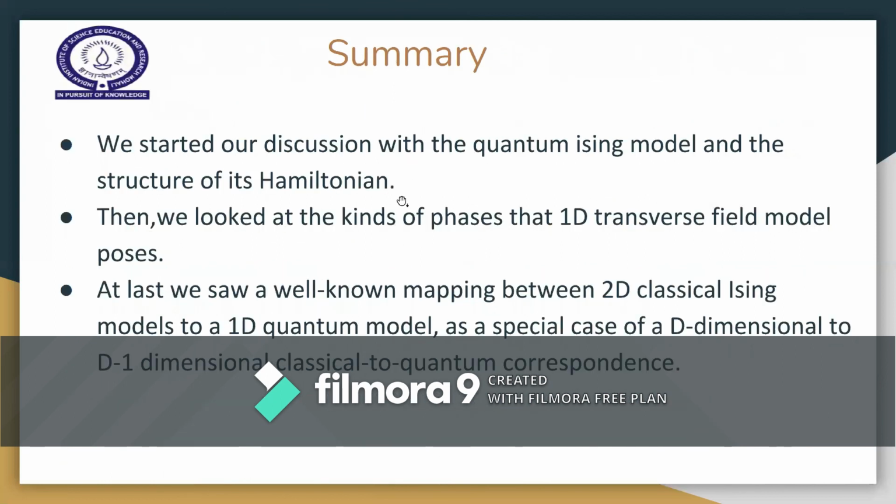Now, let me summarize my presentation. In this presentation, we started our discussion with the quantum Ising model and the structure of its Hamiltonian. Then we looked at the kinds of phases of the 1D transverse field model. This quantum Ising model is also known as the transverse field model. So, this is nothing new, it's just a new name for the quantum model. At last, we saw the well-known mapping between the 2D classical model and the 1D quantum model. It is a special case of the d-dimensional to (d-1)-dimensional classical-quantum correspondence. Thank you, and that's it.